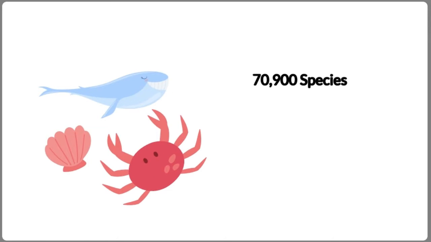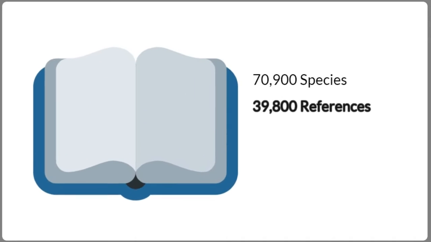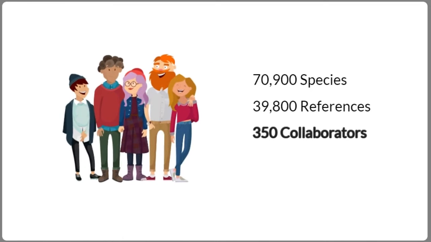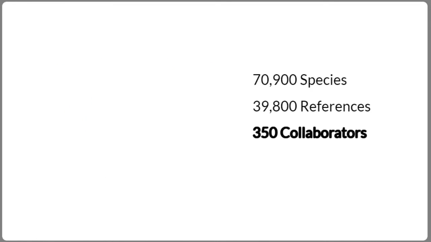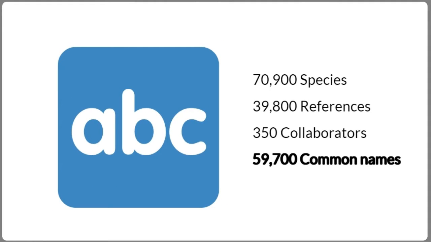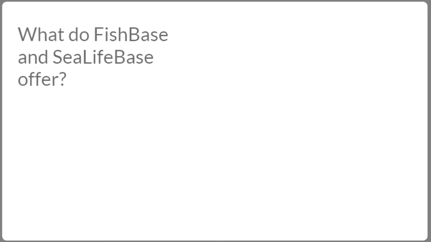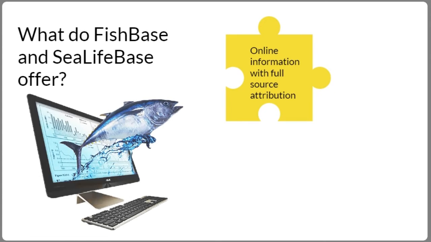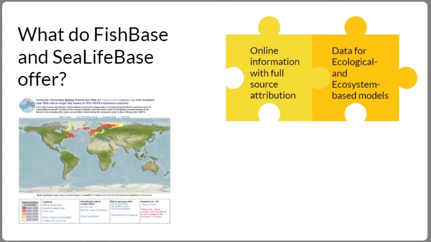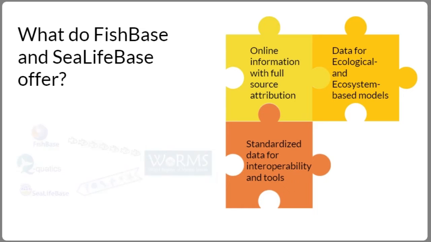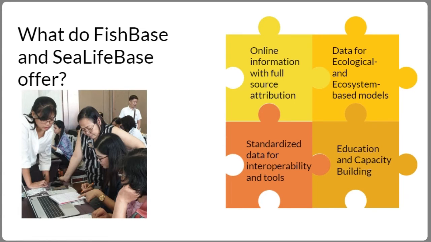SeaLifeBase currently covers nearly 71,000 species, compiled from over 39,000 references, and is in partnership with about 350 collaborators. The database contains almost 60,000 common names and 15,600 pictures. FishBase and SeaLifeBase both offer online information with full source attribution, data for ecological and ecosystem-based models, standardized data for interoperability and tools, and serve as a resource for education and capacity building.